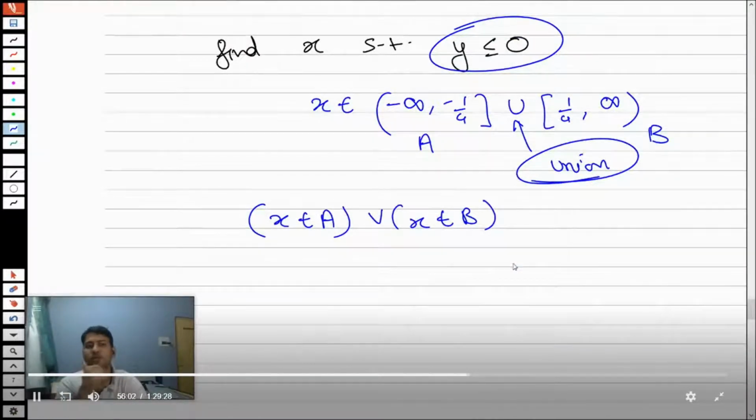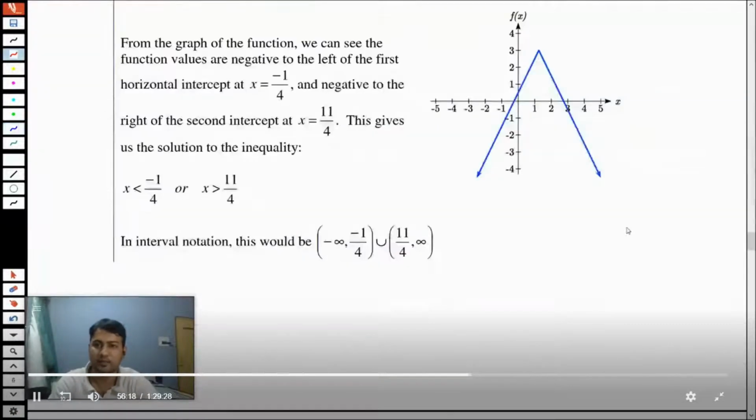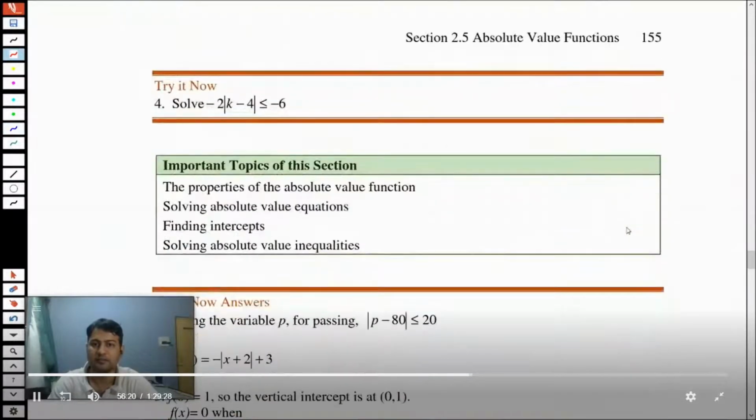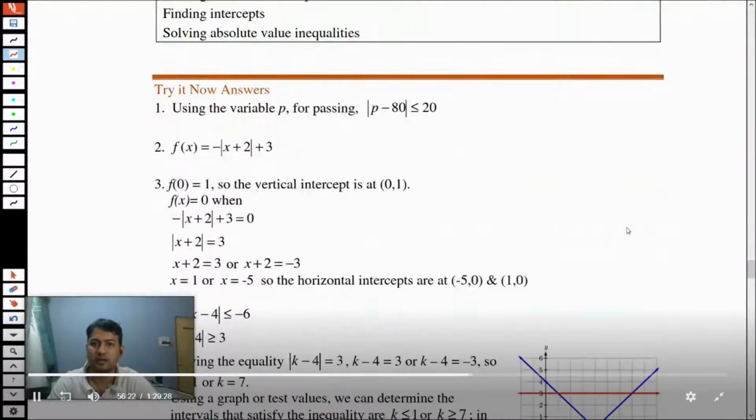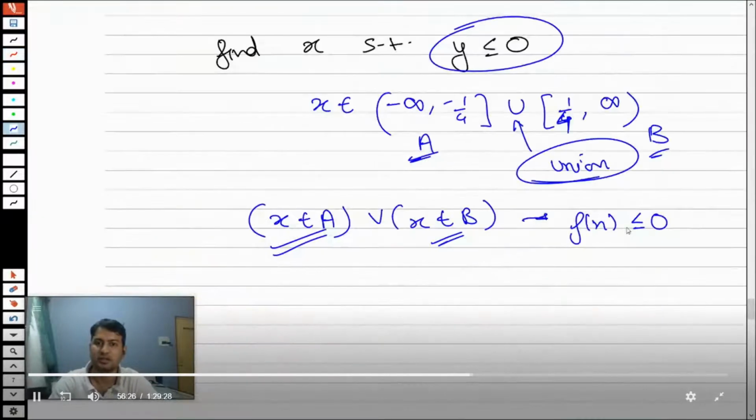So in this, you can take any point: x which belongs to set A, or x which belongs to set B. In that case, you will have your f of x less than or equal to 0. Okay, so that's the idea. All right, then you just have some more answers here.